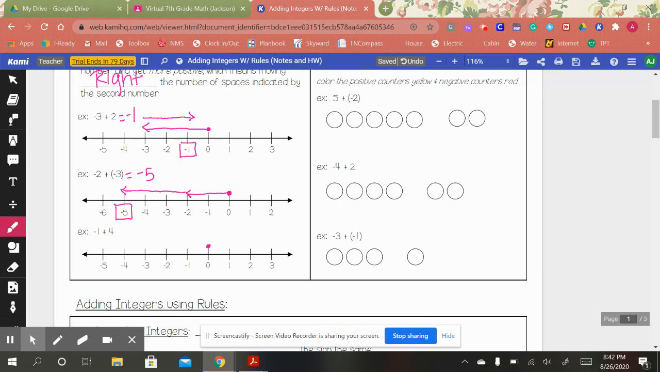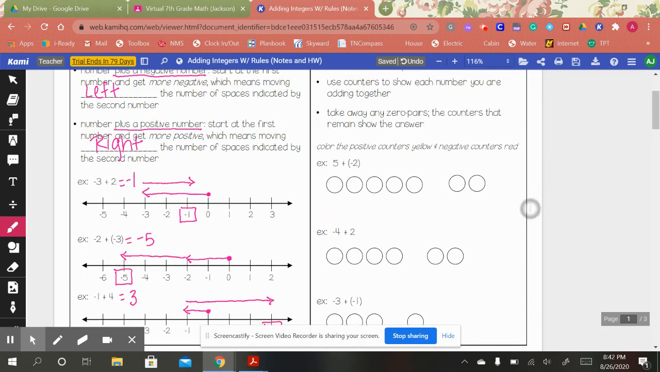Third example, we'll start at 0. -1 means I'm going left. And then I'm going to get more positive, which means I need to go in the right direction. I'm going to go right 4 places. 1, 2, 3, 4. And I'm ending my model at +3. Like I said, this is just a review from Wednesday's guided notes on modeling on a number line.